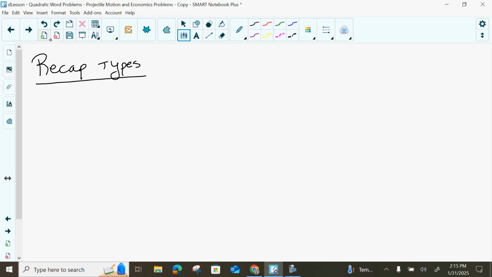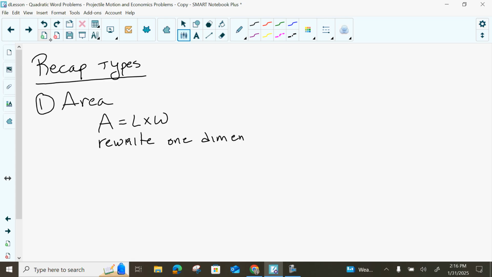All right, so the first type that we did was an area problem. To me, that's the easiest type. You usually just need one formula: area equals length times width. And usually you rewrite one dimension in terms of the other. So that's the first type we did.